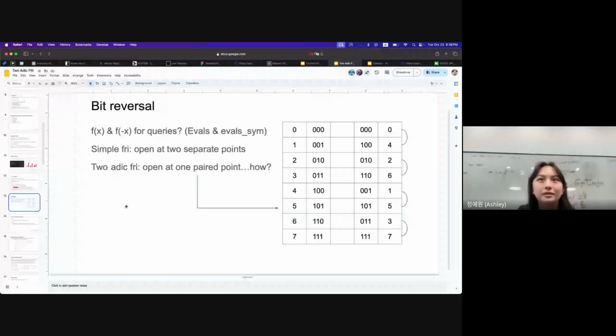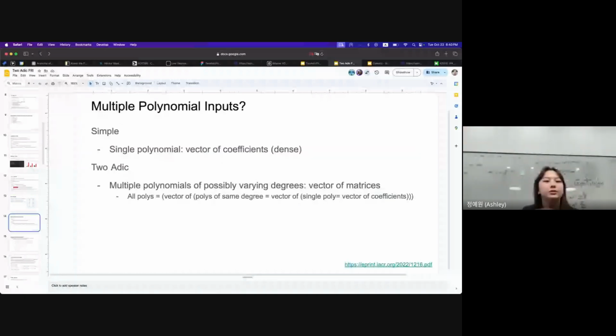Okay. Next thing is multiple polynomial inputs. For SimpleFri and what the general Fri protocol talks about, they accept only a single polynomial, which is a vector of dense coefficients. But for TwoAdicFri, and specifically our use of it, we accept a number of polynomials, so a lot of polynomials of various degrees. And this turns out to be a vector of matrices.